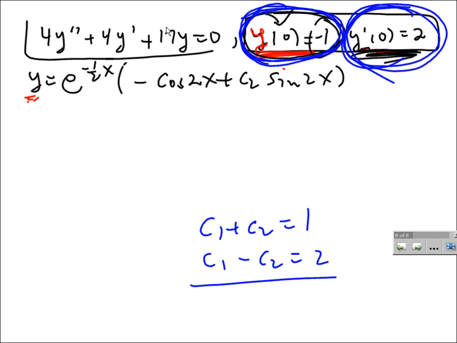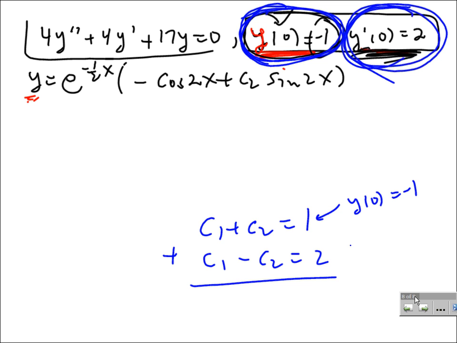The first equation that I got from y of 0 being negative 1 is not going to tell me exactly what c1 is. The second equation that I got from y prime of 0 equaling 2, that's not going to help me either. But if I add these, I'll get 2c1. This canceled out, is 3. So c1 is 3 over 2. And then I can solve for c2.